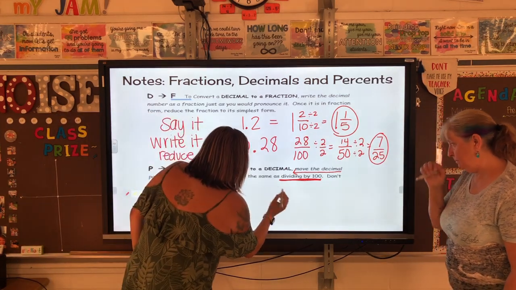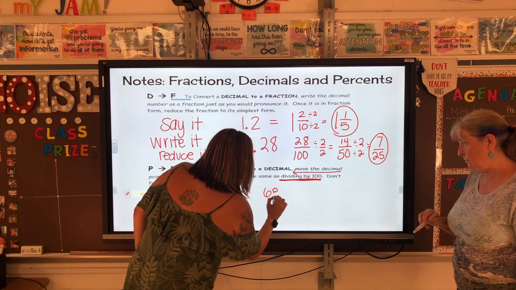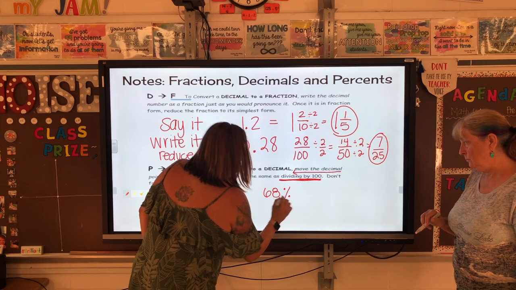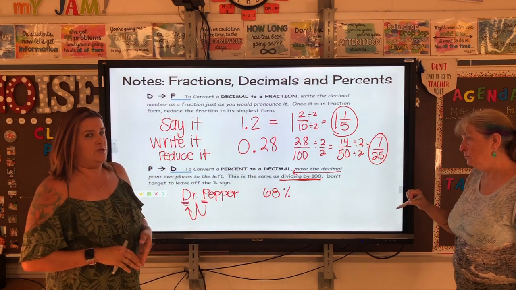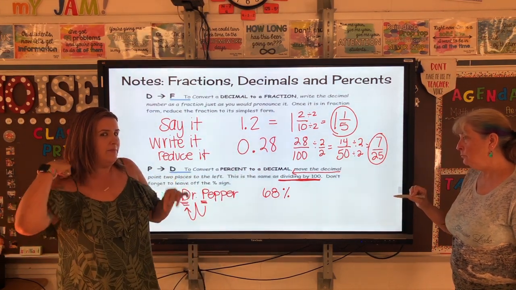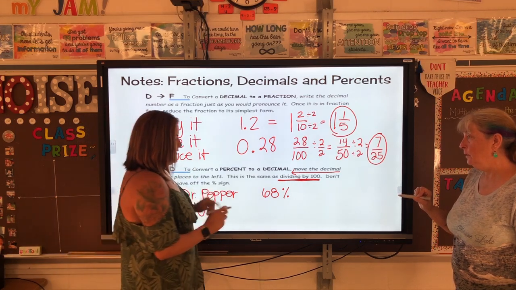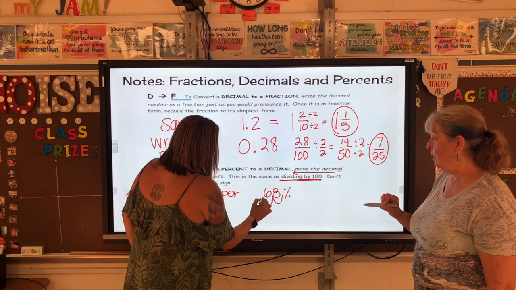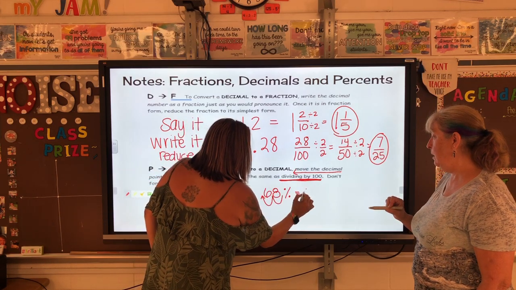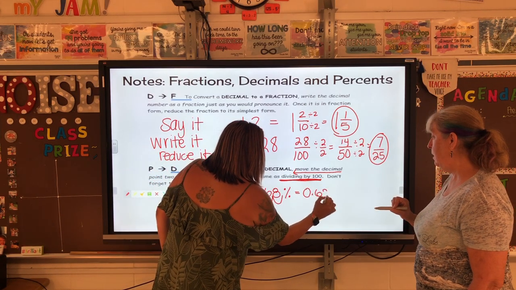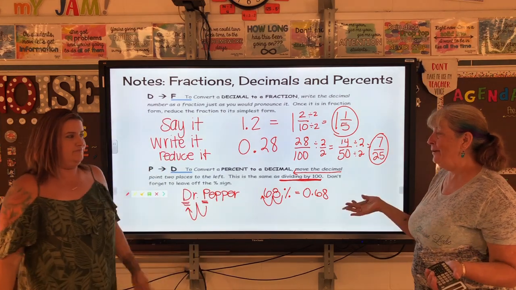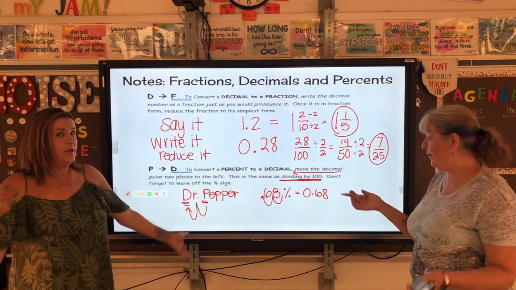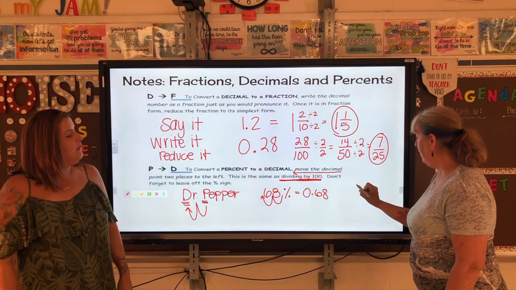So if I have, let's say, 68%, I have to start at the decimal. If the decimal's not there, it's right in front of the percent sign, unless it's listed. So I start here, I go to the left, and then I rewrite that 68 hundredths. And you're done because it's a decimal. That's all you gotta do. That's all easy.